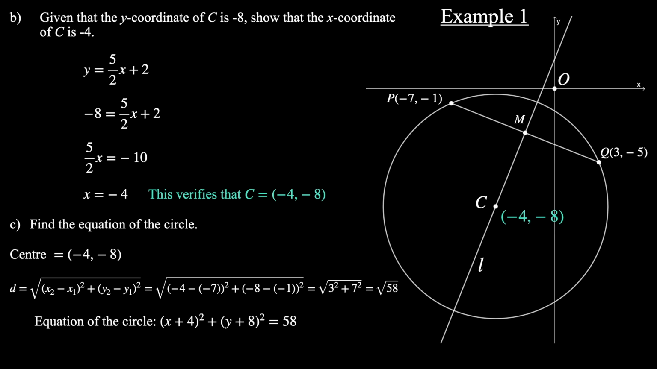So now we can say that the equation of the circle will be x plus 4. Remember, it's always the opposite sign of the coordinates in the center. So x plus 4 squared plus y plus 8 all squared equals the radius squared, which is 58. So that's an example of a problem where you have to use the fact that if a chord goes through the center and it bisects the chord, then it's also perpendicular.